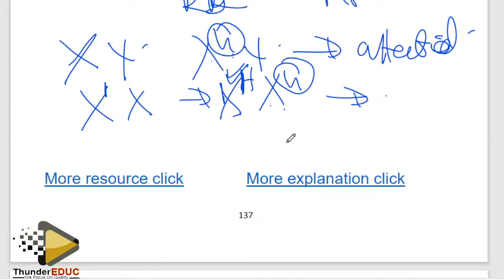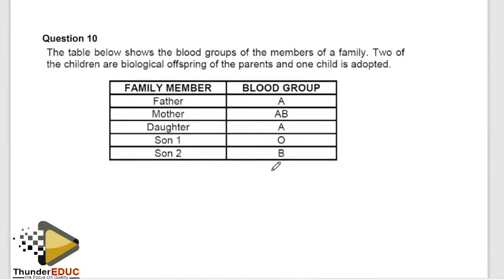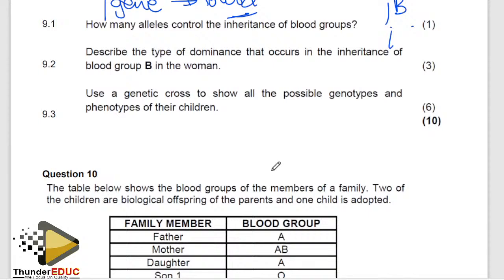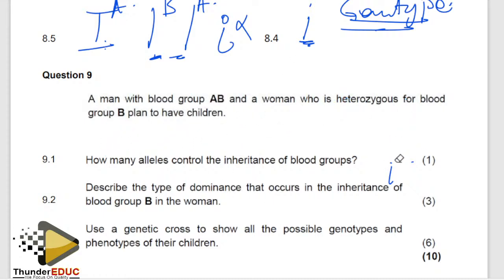Is it possible for a person of blood group A marrying a person of blood group B to produce a child of blood group O? Yes, it is possible. How do I know it's possible? You look at the genetics. Before I go there, let me just answer at least one question.